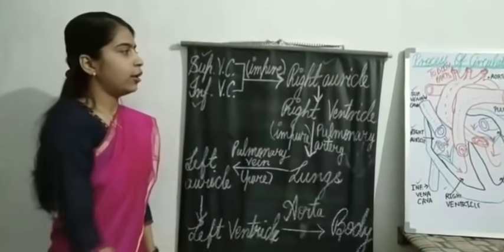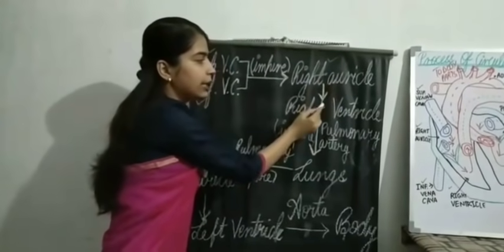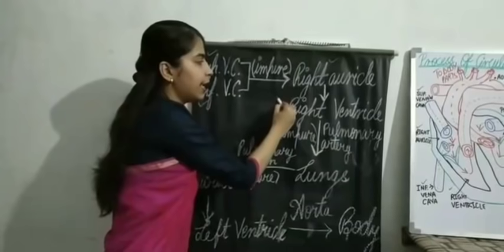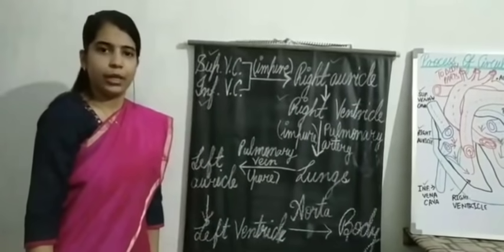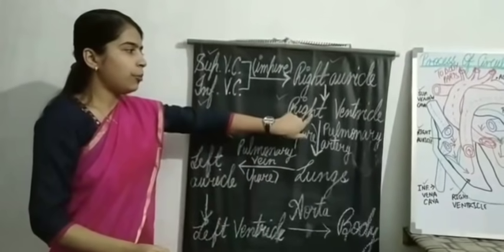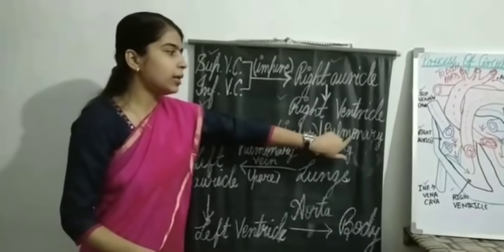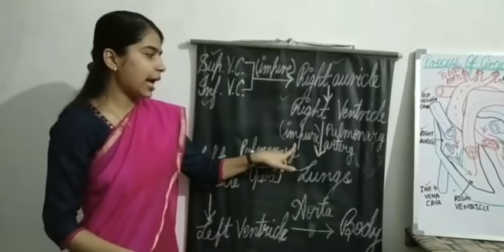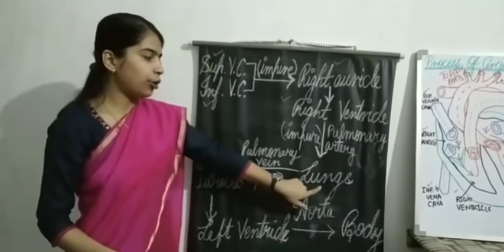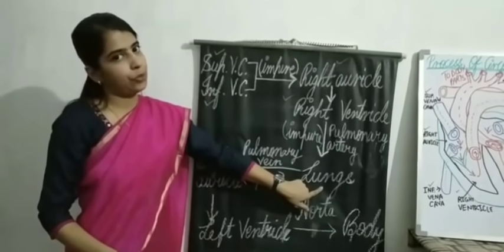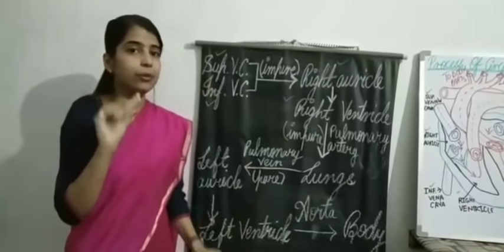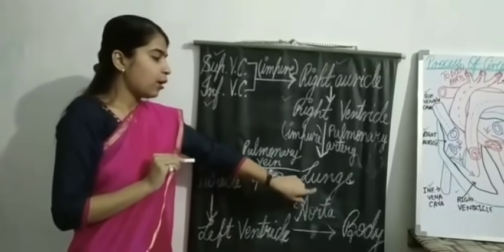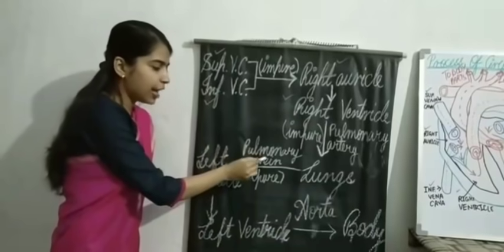Okay, then from your right auricle, it will be poured into your right ventricle. Clear? Then from your right ventricle, your pulmonary artery will again carry the impure blood and pour it into your lungs. Okay, so the purification work will be done in the lungs. From your lungs, your fresh pure blood.